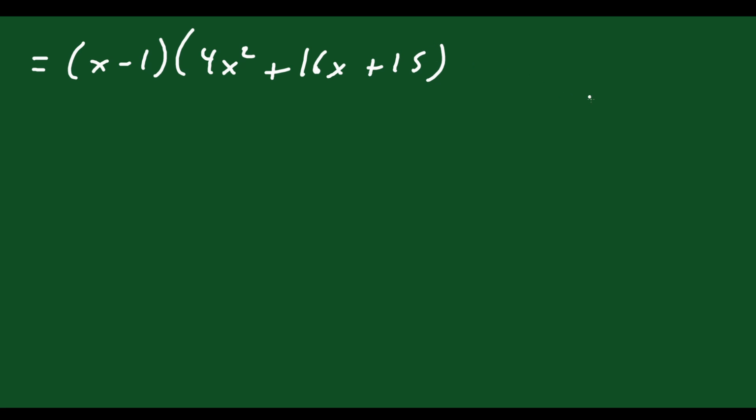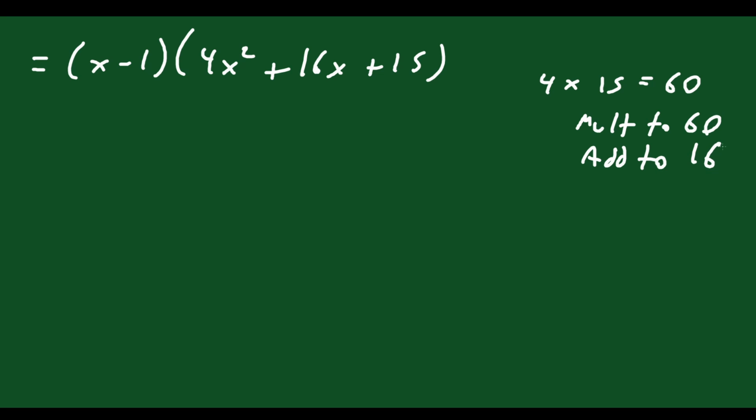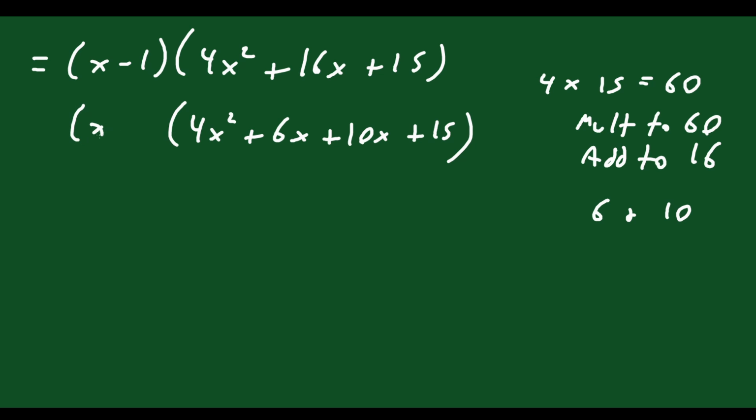So for decomposition, we do 4 times 15, and that's going to give you 60. So I want to multiply to 60, and I want to add to the middle number, which is 16. And this one should jump out at you, the answer, right? It's going to be 6 and 10. So you decompose that middle term, so you get 4x squared plus 6x plus 10x plus 15. And then the x minus 1 is still there on the front, of course. And then you factor by grouping.